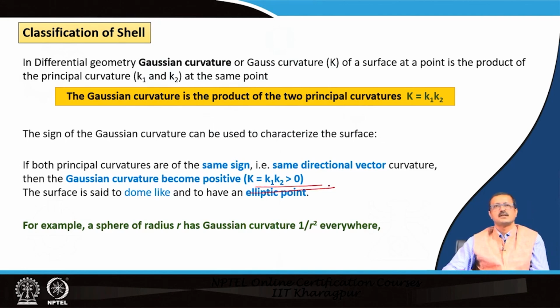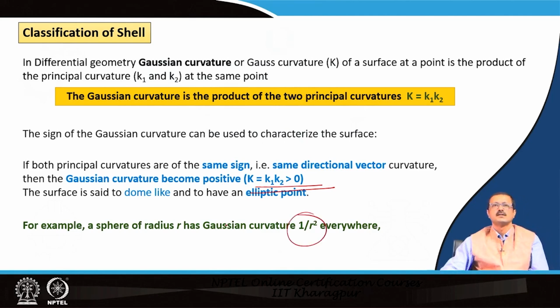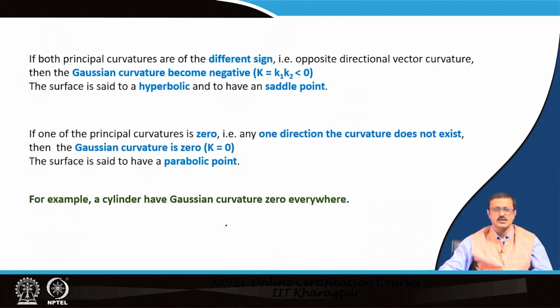Suppose simply a sphere, a perfect dome, which has R on one side and R on the other. Their curvature is 1 upon R and the other curvature is also 1 upon R. The multiplication of that is 1 upon R square, which is a positive number, so the Gaussian curvature is positive.